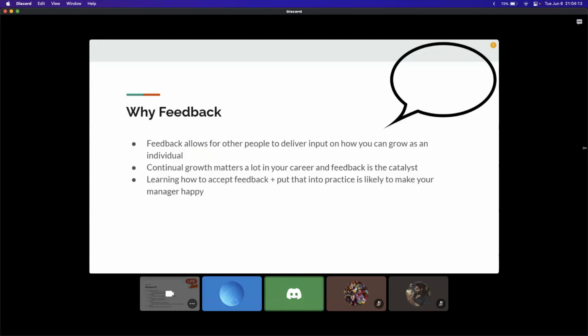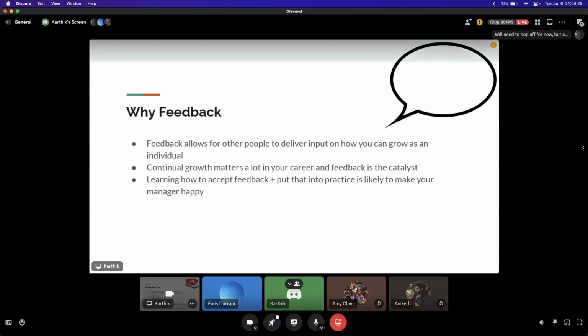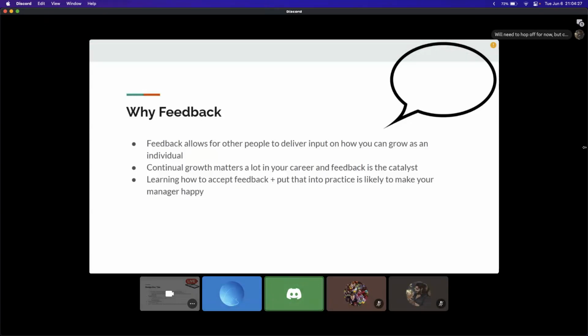And also, if you're not growing, right, you really aren't being challenged enough. So continual growth matters a lot in your career. And feedback is the catalyst to identify where you can grow and improve. Also, in general, in life, learning how to accept feedback and putting it into practice is likely to make your manager happy. And it also shows that you have a sense of humility.